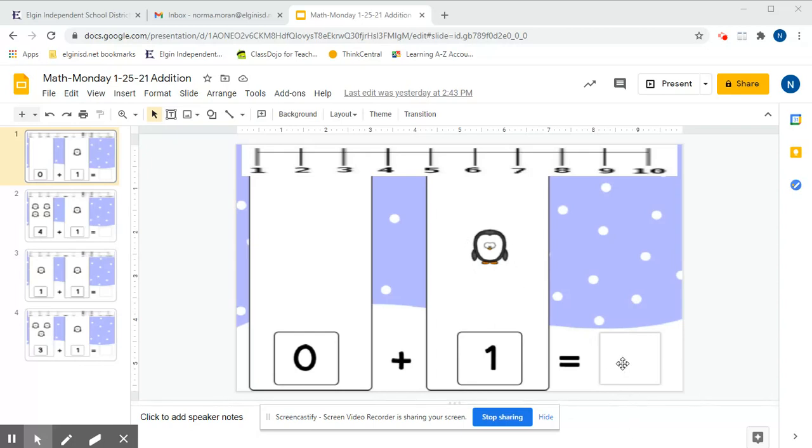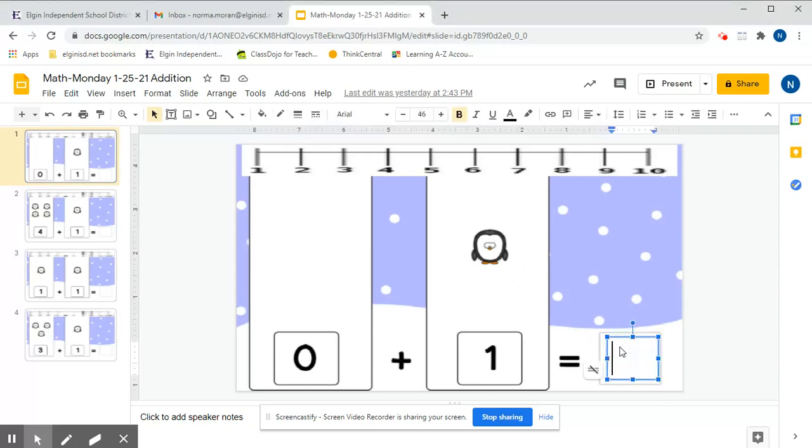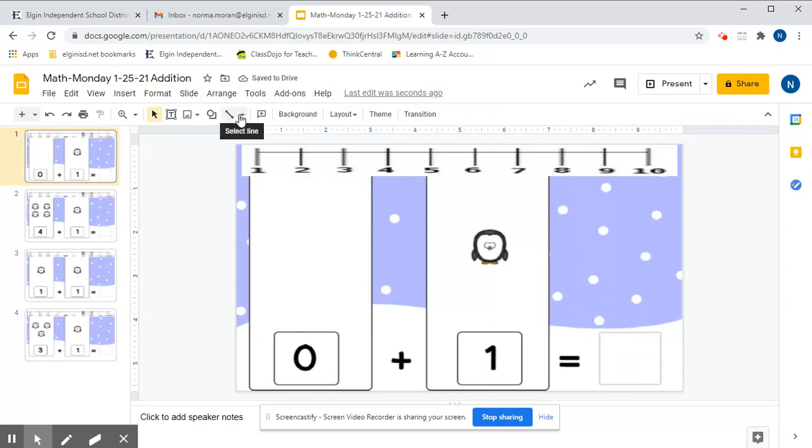So for you to get that answer, we have to count all of the penguins that are up here. So we only see 1. So our answer is going to be 1. So you can click on this square and you should be able to type number 1. If that's not working for you, another thing you can do is you go to the select line and you can go to scribble and then you can draw your number 1 like that. Either way works, okay? So that's the way you're going to do today's assignment.